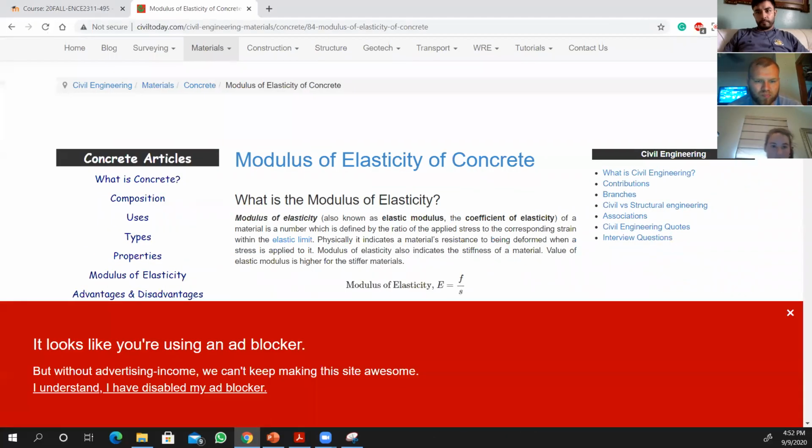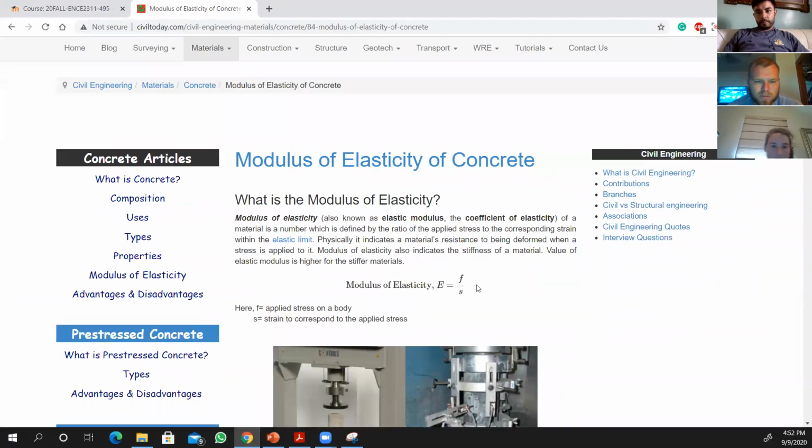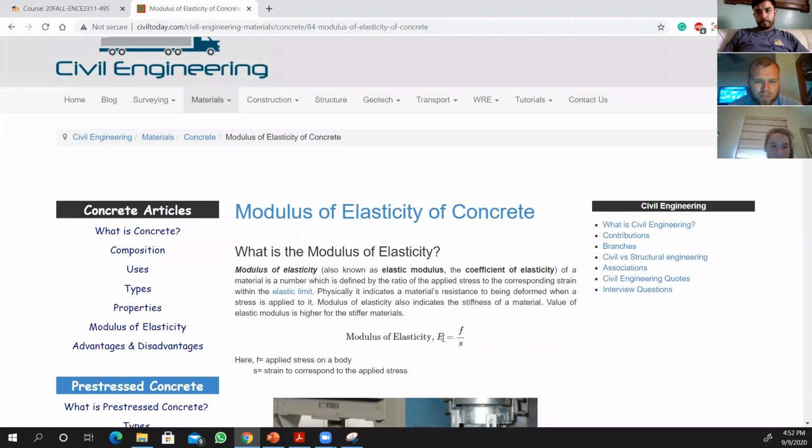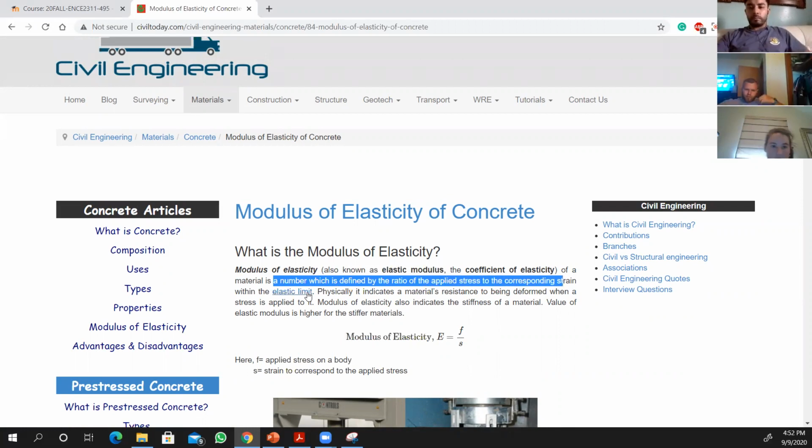Okay, same equation, stress divided by strain. F is stress in this case. Modulus of elasticity, also known as elastic modulus or the coefficient of elasticity, of a material is a number defined by the ratio of applied stress to the corresponding strain within the elastic limit. So the elastic limit is important, right?